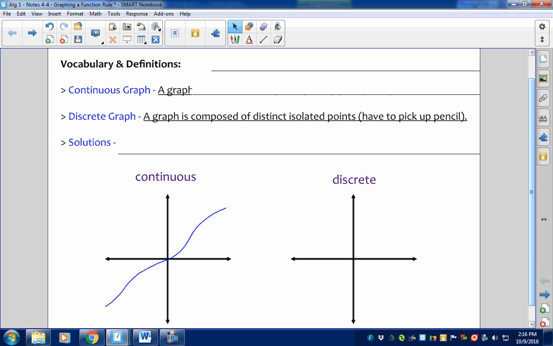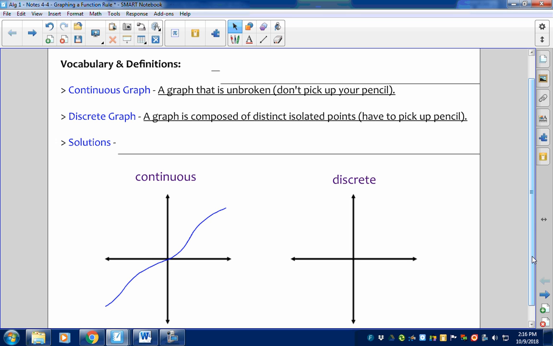So, discrete graph, this is lesson 4 of chapter 4. So we are going to be graphing functions using XY tables.